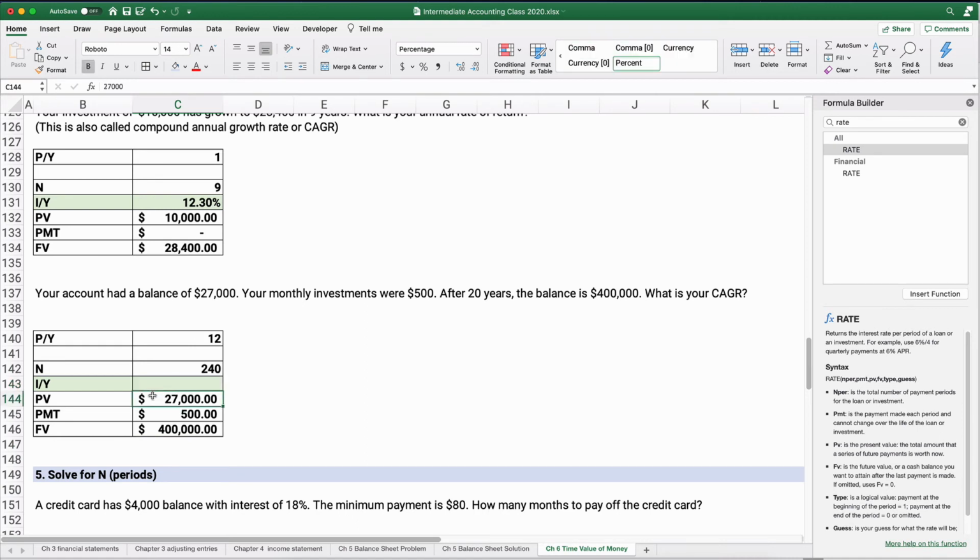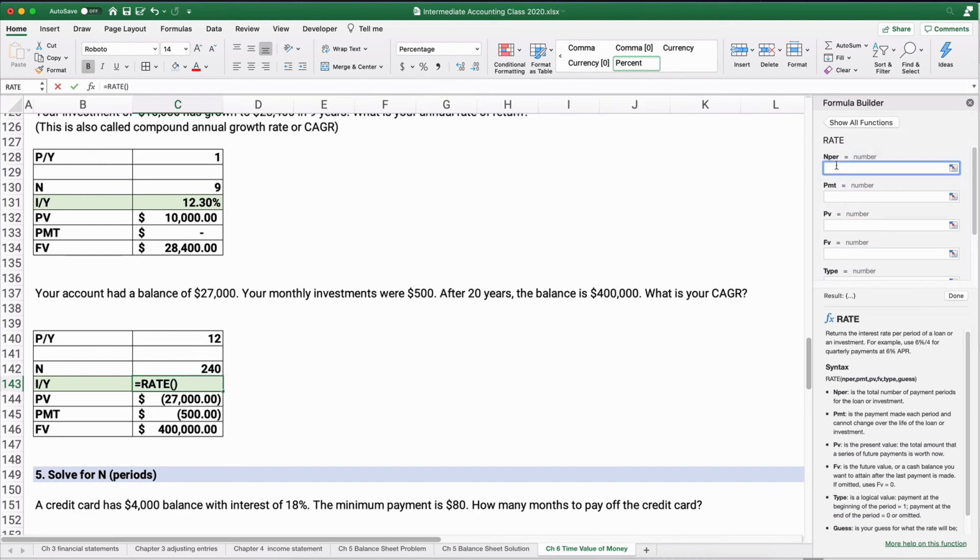Now, we might want to go ahead and make this 27,000 negative and the 500 negative. That will make it easy to do our calculation. So our interest rate is the rate. The number of periods is 240. The payment is 500, which is negative. The present value is 27,000, which is negative. The future value is 400,000, which is positive.